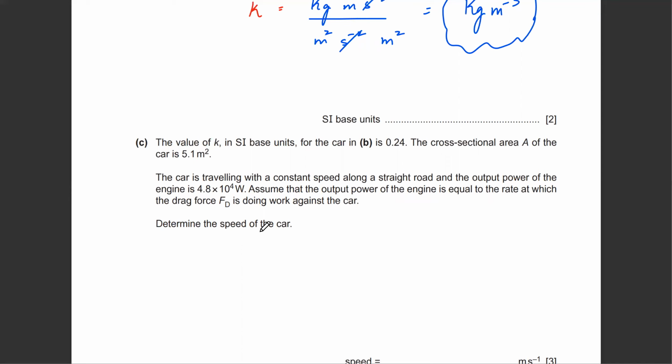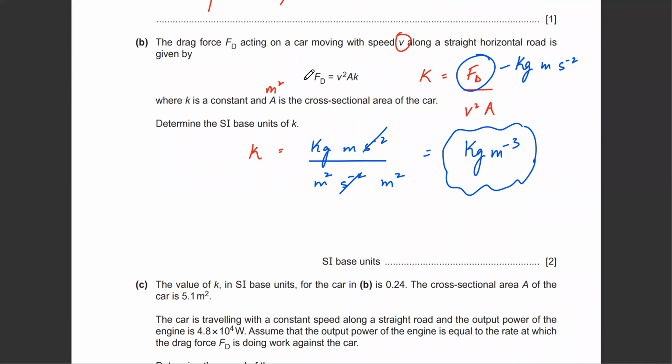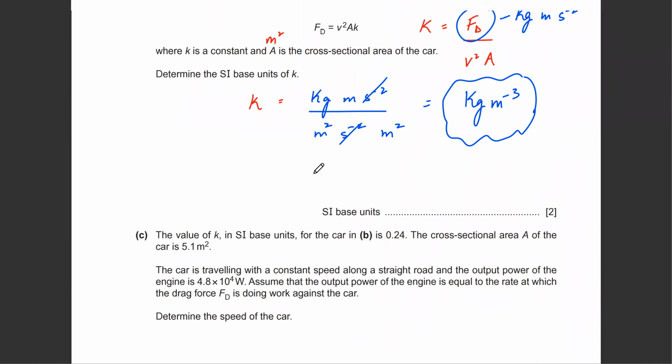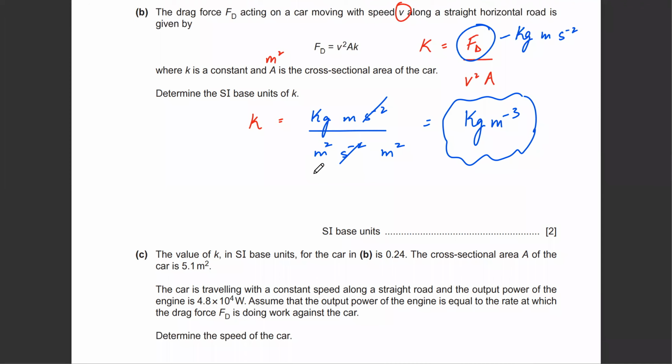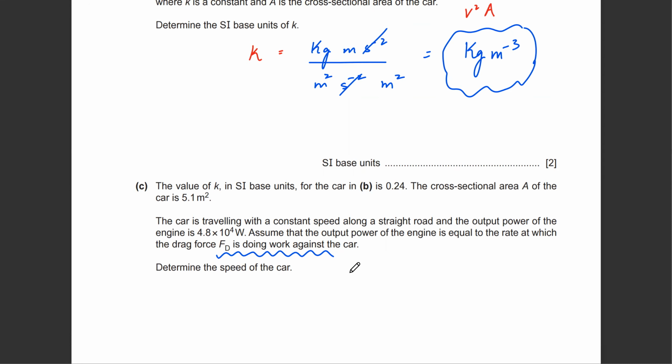So we need to figure out the speed, and everything is kind of given. This is the formula. So we need to figure out the speed of the car, which is V over here. I have to figure out FD first. They already told us, assuming that the output power of the engine is equal to the rate at which the drag force is doing work against the car. So it's equal to the rate at which the drag force is doing work.